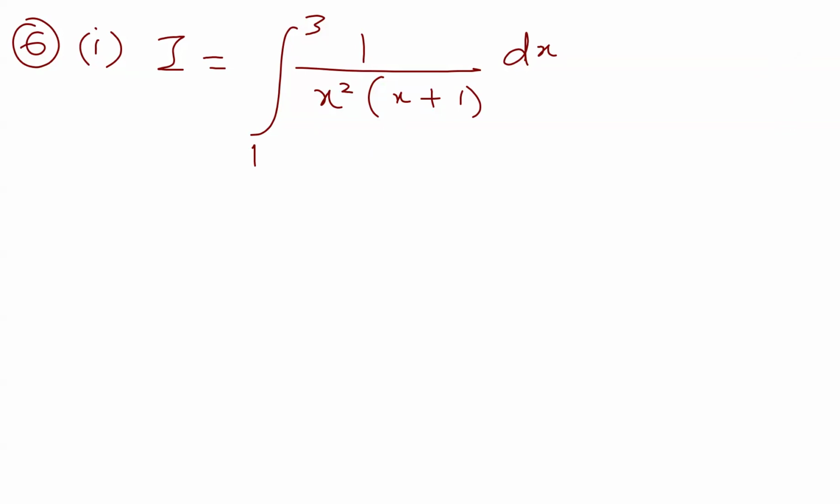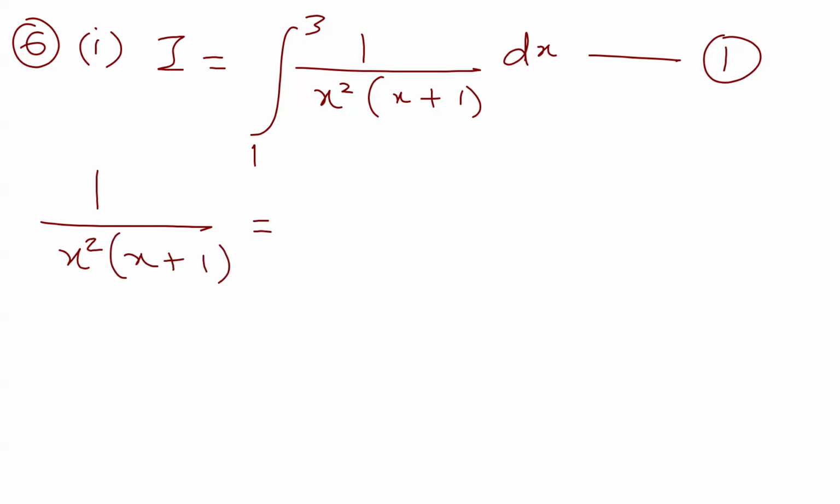Fine. So let this be equation number one. 1 upon x square into x plus 1 is equal to the term which is not repeated, that is A upon x plus 1. Then x is repeated twice, so B upon x plus C upon x square.